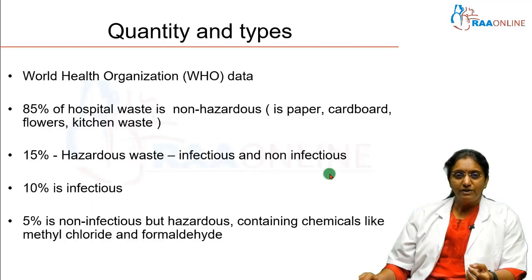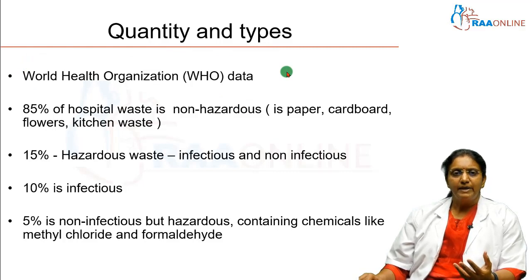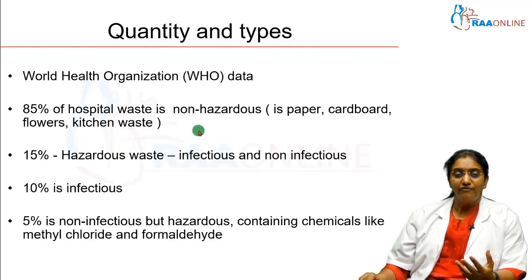And what is the quantity of waste? How do you quantify the amount of waste that is generated? This data is usually taken from the WHO, that is the World Health Organization database. And what you will be surprised to know is 85% of the waste that is generated in a hospital is non-hazardous. That means it's not dangerous, it's not infectious, or it doesn't have any toxic chemicals. So this 85% of the hospital waste will only be non-infectious paper, cardboard or plastics, and of course kitchen waste, which is organic waste. And only the remaining 15% is known as hazardous waste.